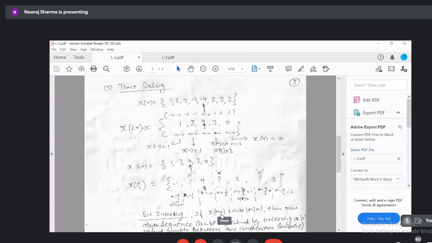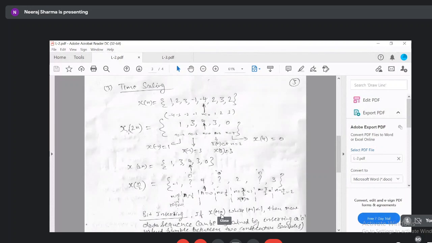Now let us do x of 2n, right? Let us first of all substitute the value of n equal to 0. So when we take n as 0, sorry, it will become x0, that is 2 multiplied by 0, that is x0. So the value of the new data sequence, that is x of 2n at n equal to 0, will be equal to 4, right? Now let us assume that n is equal to 1. So it will become x as a function of 2 into 1, that is, it will be x2, right?